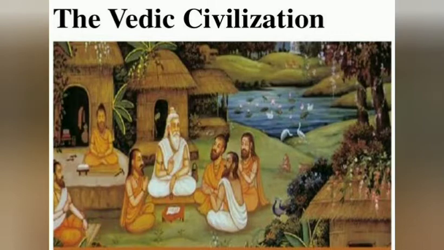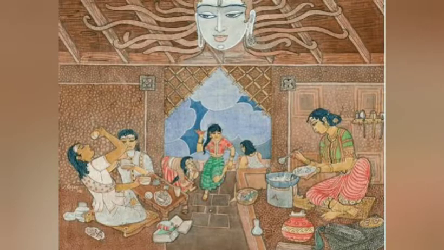The family was the primary unit of society. During Vedic civilization, they considered the family as the basic unit of society. There was the joint family system. So they gave importance to the joint family, not the nuclear family. Let us see how many members were there in a joint family. Three generations lived together in the joint family: the father, the grandfather, and the grandchildren.